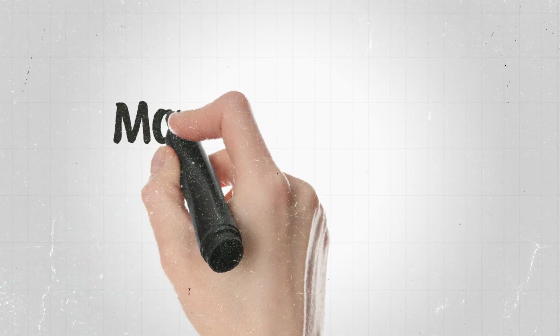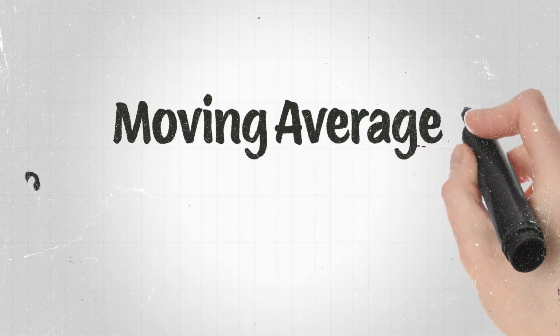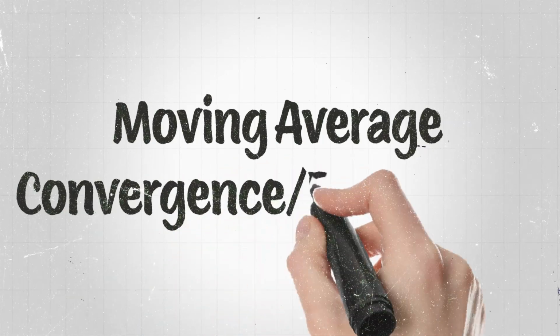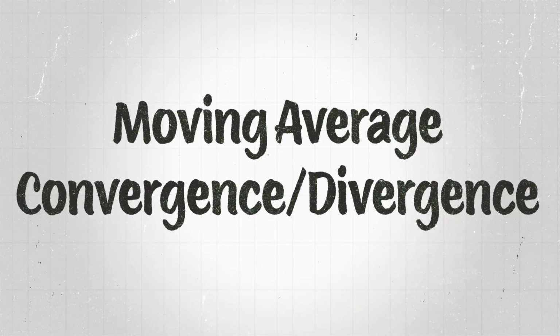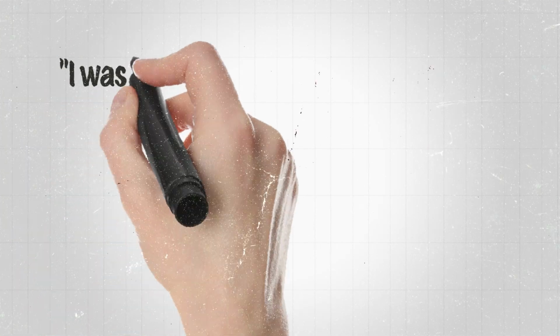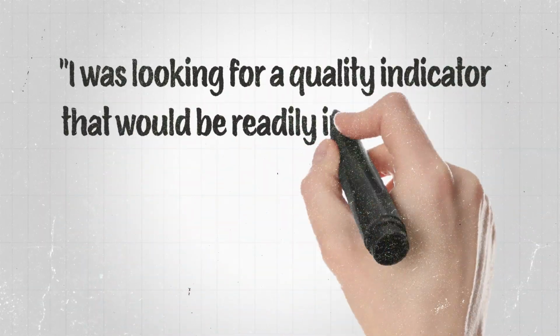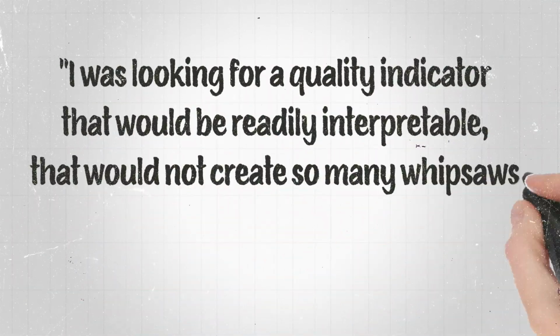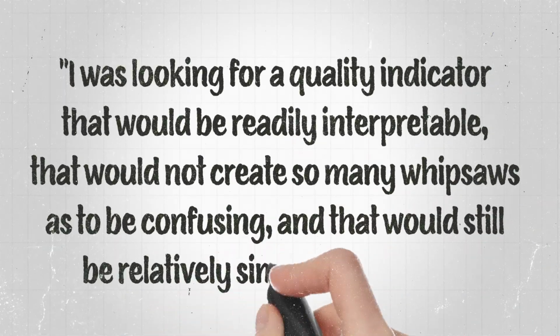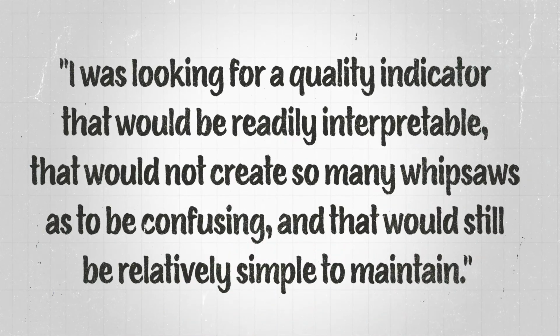The MACD is an acronym that stands for Moving Average Convergence Divergence, which is just a fancy way of saying it's an indicator calculated by subtracting two different moving averages. The MACD was invented in the late 70s by Gerald Appel. As he put it, "I was looking for a quality indicator that would be readily interpretable, that would not create so many whipsaws as to be confusing, and that would still be relatively simple to maintain."